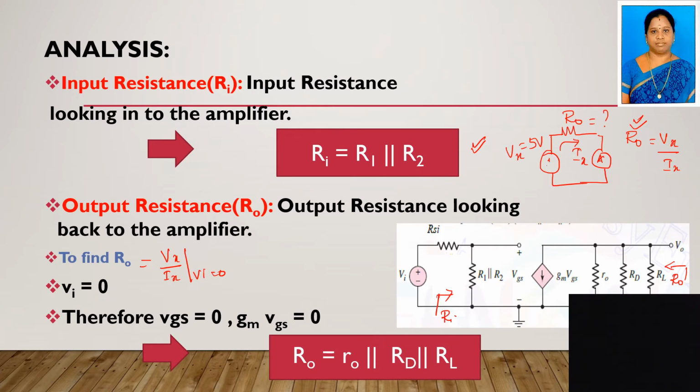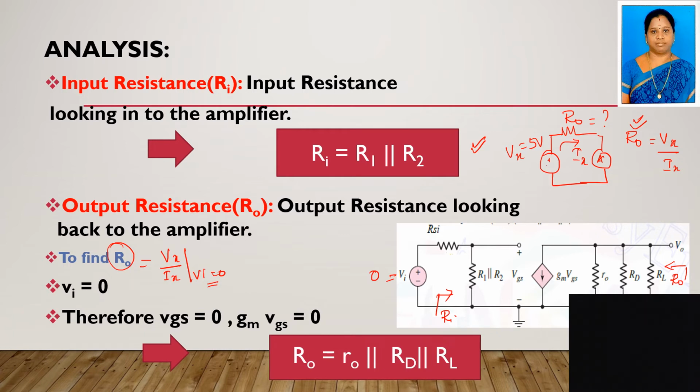So if you want to find out the output resistance at the amplifier output side, we have to apply a known voltage Vx and measure Ix, under the condition of input voltage Vi equal to 0. That means this input voltage should not affect the resistance at the output side. To make this input source ineffective, we have to make Vi equal to 0. Okay, if I'm making Vi equal to 0, definitely what happened?